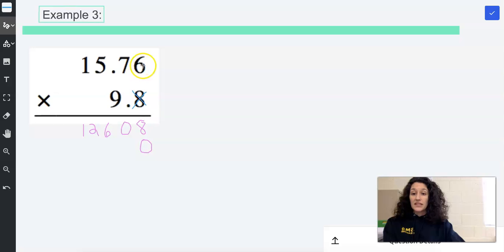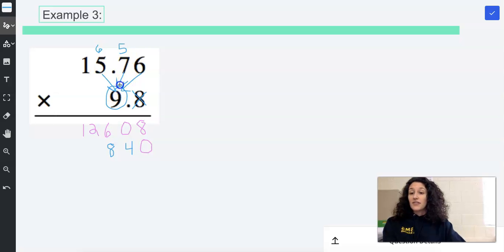Now I need to multiply these top digits by the 9. 6 times 9 is 54, so I place a 4 here, and I carry the 5. 7 times 9 is 63, plus 5 is 68. So I place the 8 here and carry the 6. So I just finished that multiplication.